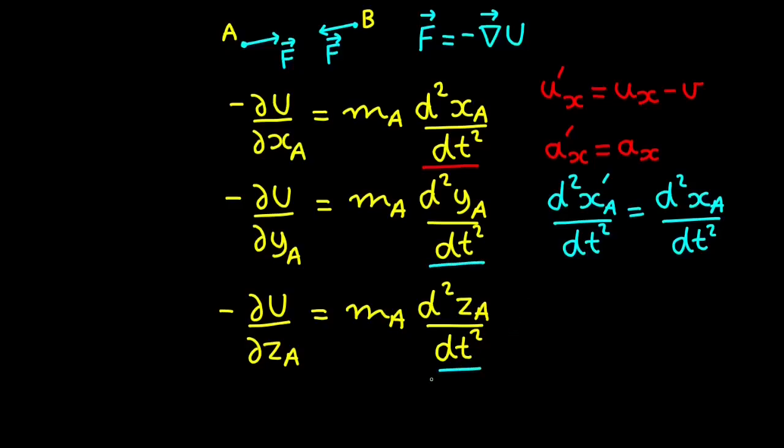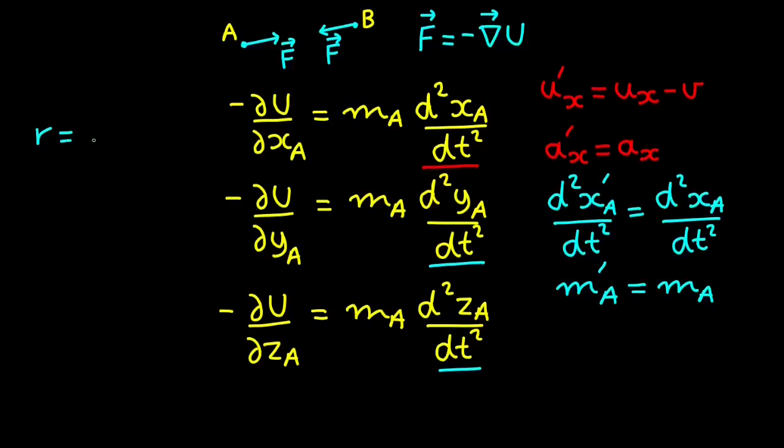And similarly, in Newtonian mechanics, the mass is absolute, so the mass according to the primed observer is the same as the mass according to the unprimed observer. So therefore we show that the right hand side of all these equations is unaffected by a Galilean transformation. And now we want to show that these partial derivatives on the left hand side are also unaffected by a Galilean transformation.